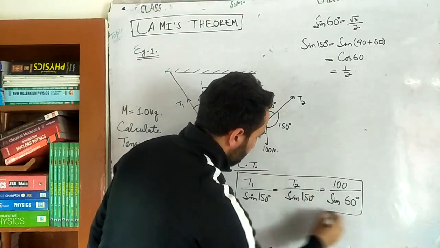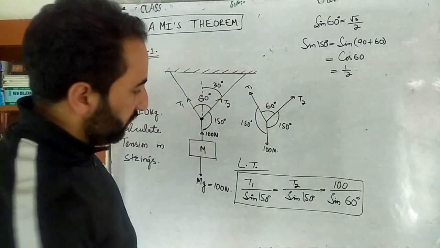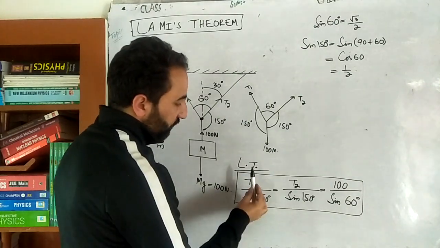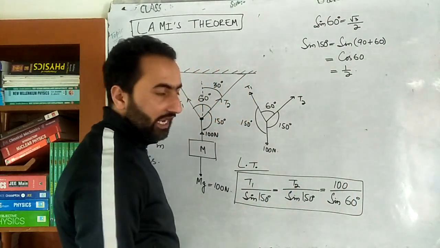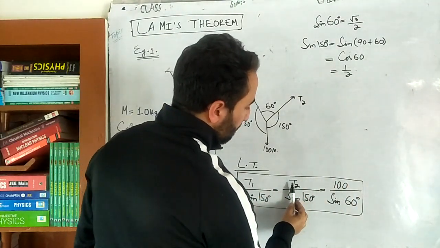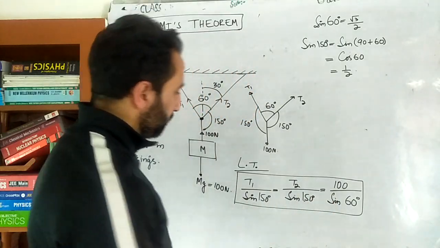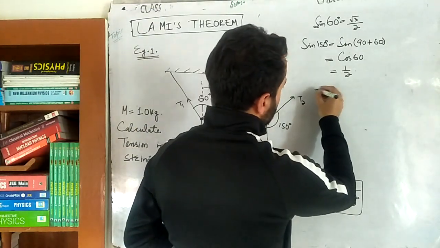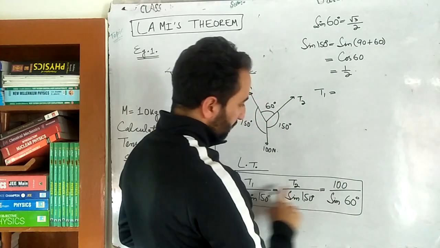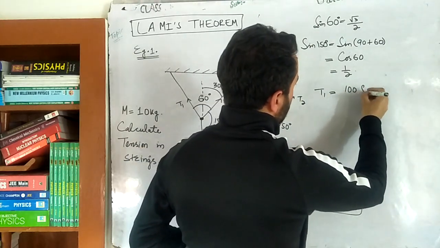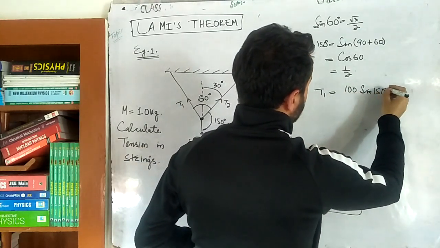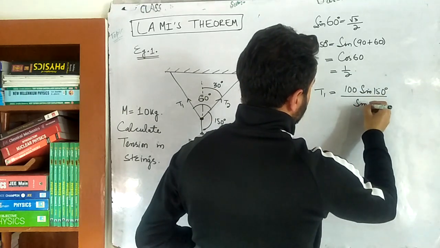Now look, beta, this is the equation for you, okay? And you are supposed to calculate T1 and T2. In order to calculate T1, we will equate the first term and third term. And in order to calculate T2, we'll equate the second term and third term. Okay? So let's try calculating. First of all, T1 will be equal to, equating this and this, 100 multiplied by sine of 150 degrees divided by sine of 60 degrees.